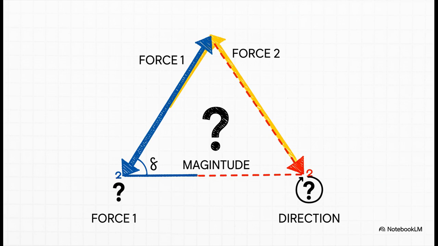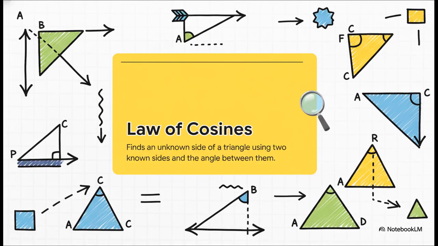We know the length of two sides, that's the strength of our two original forces, and we also know the angle between them. So our mission, should we choose to accept it, is to find the length of that third side, the magnitude of our resultant, and figure out its angle, which will give us its exact direction. So how do we find that missing side?